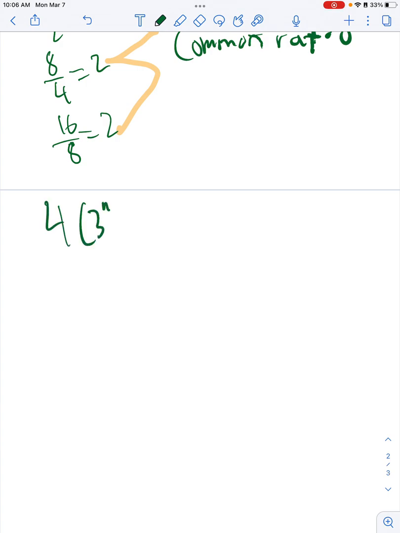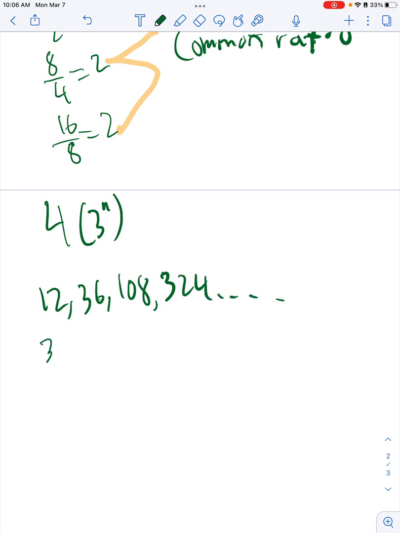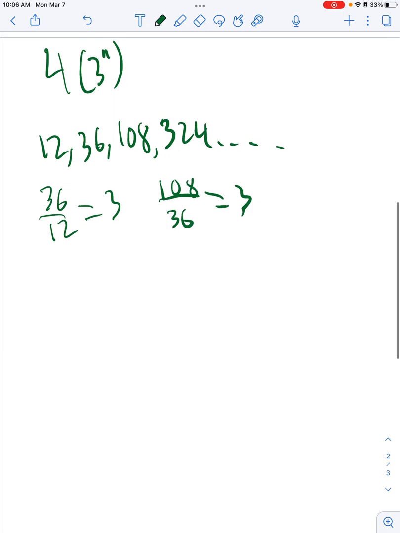Another example: if we took the sequence 4 times 3 to the nth power, you might have 12, 36, 108, 324. Again, it goes on forever, but if you look, 36 divided by 12 equals 3, and 108 divided by 36 equals 3. It's going to equal 3.